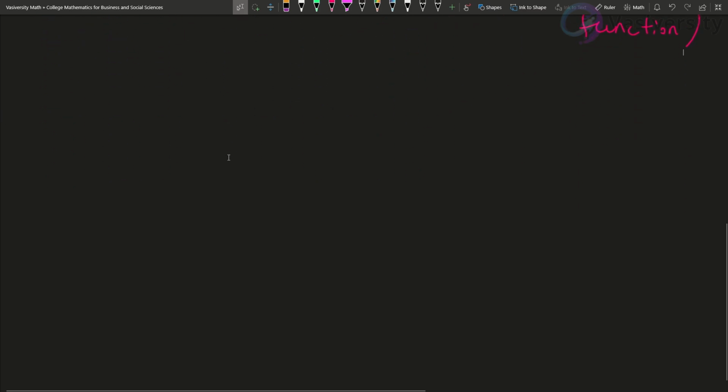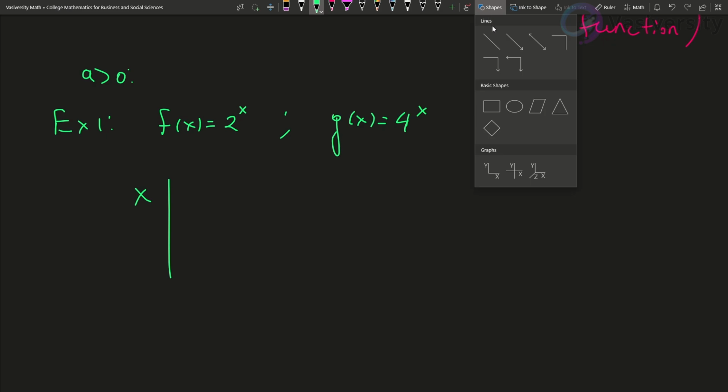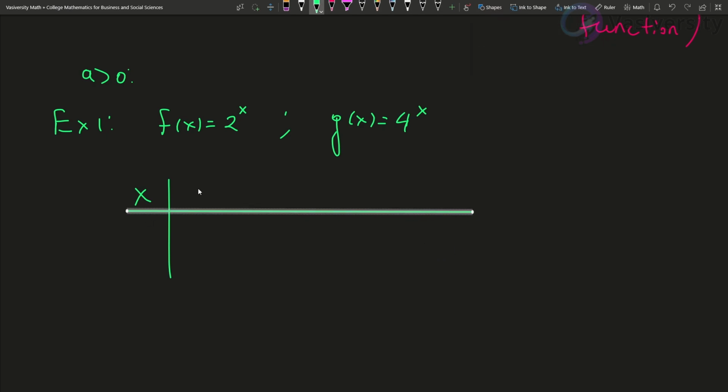Now let's take a look at some examples. We know the properties, and now we are only assuming that a is positive. So we're going to have example 1: f of x is equal to 2 to the power of x, and g of x is equal to 4 to the power of x. If we have x, let's go ahead and try to find some values. We're going to have -3, -2, -1, 0, 1, 2. Okay, perfect. So let's see.